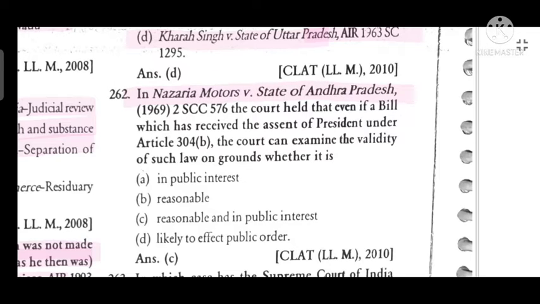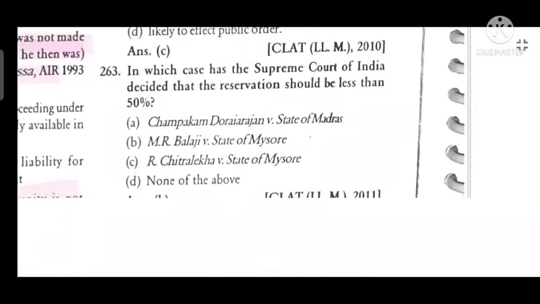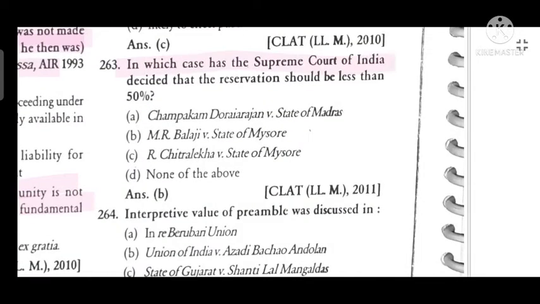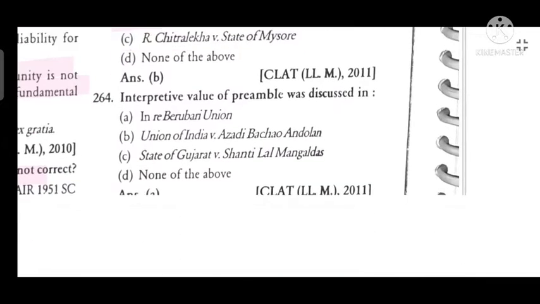In Nazeeria Motor versus State of Andhra Pradesh, the court held that even if a bill has received the assent of the President under Article 304B, the court can examine the validity of the law on the ground of whether it is reasonable and in public interest. In which one of the following cases did the Supreme Court decide that reservations should be less than 50%? M.R. Balaji versus State of Mysore.